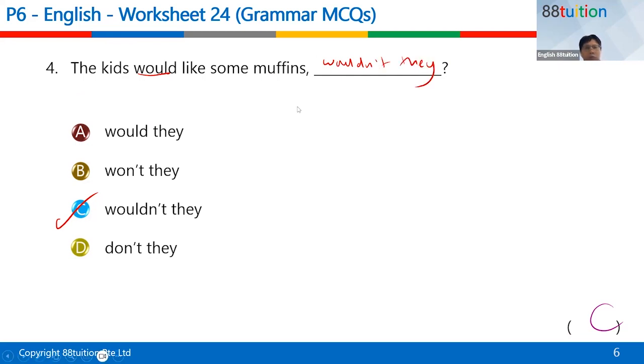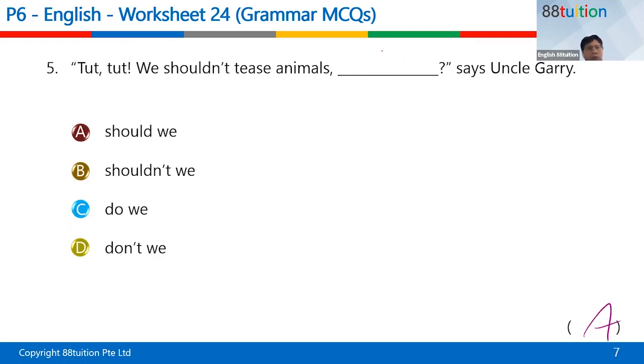All right, the kids would like some muffins, wouldn't they? Because this one, there's no negation, therefore there's a negation here. All right, next, toot toot. We shouldn't tease animals. Should we? Right, so there's a negation here and therefore don't have over here. I think generally you can do this, right? This is okay, tag questions.